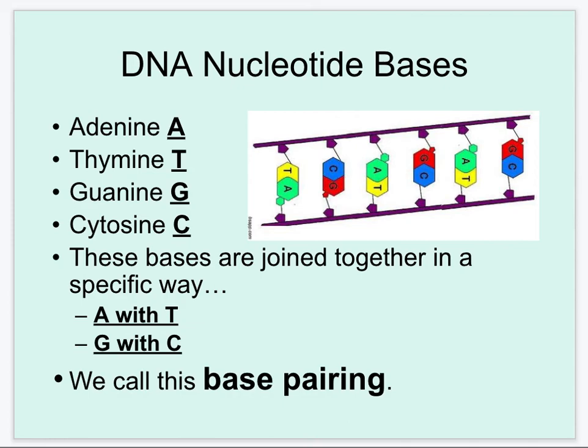DNA nucleotide bases. So there are 4 bases in DNA: adenine, thymine, guanine, and cytosine. Okay, A, T, G, C. These bases are joined together in a specific way. So A always pairs with T, and G always pairs with C, and we call this base pairing.